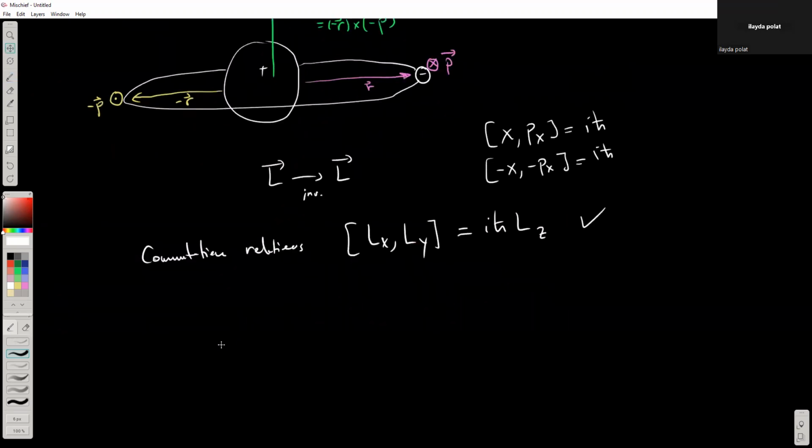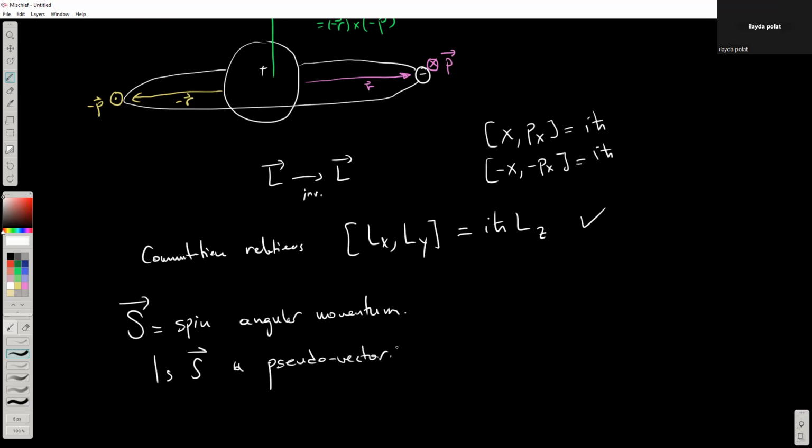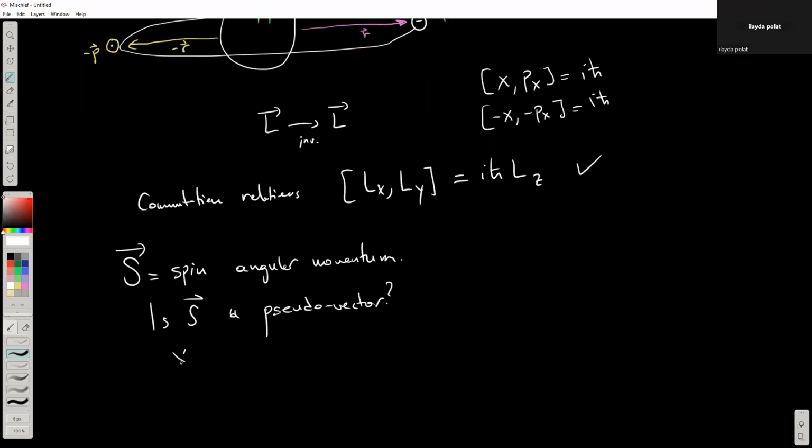Okay. So I can actually ask the same thing for the spin angular momentum. So the question is: is the spin angular momentum a pseudo-vector? All right. And the answer is yes, right? Otherwise, let me say it like this, because the spin operator should satisfy the angular momentum commutation relationships. And so therefore, by using this relationship alone, we can claim that it has to be a pseudo-vector, right?